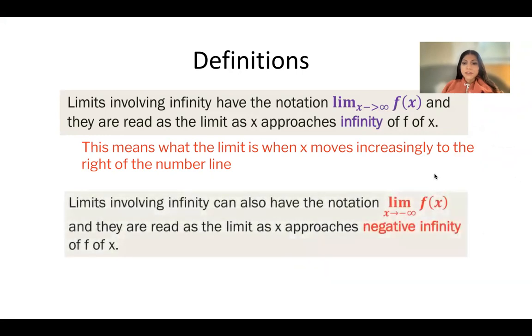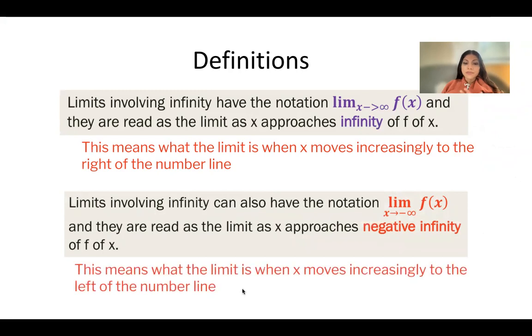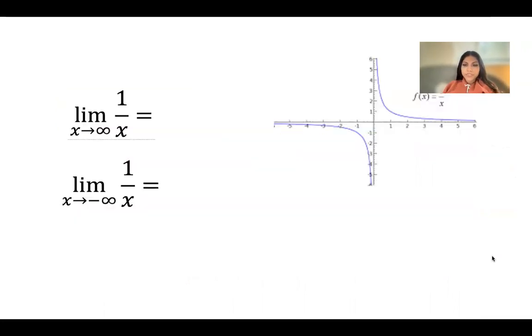Limits involving infinity can also have this type of notation, where your x value is approaching negative infinity and you're trying to figure out what your function is doing near that location. That means the limit as x moves increasingly to the left on the number line, as you look on the x-axis, so to the left when you're looking at a coordinate plane and a graph. So these are some of the basic definitions. And again, pause the video to make sure that you get all of this down.